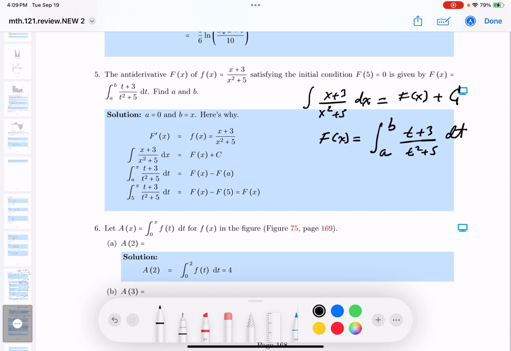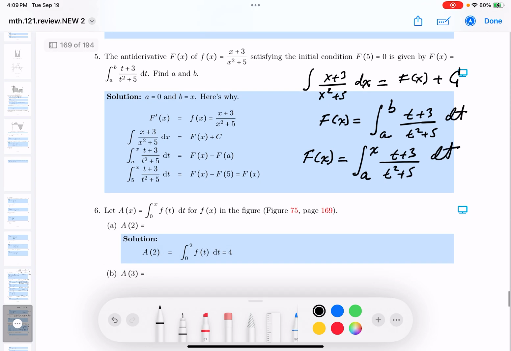So I'm looking at it, and I'm thinking it has something to do with x, because I see it's a function of x. So what I want to do is write this down: the integral from a to x of t plus 3 over t squared plus 5 dt. Now I'm going to put the antiderivative down. I'm not going to worry about the constant over here. It's going to be big F of x minus big F of a, and that's what f of x is.